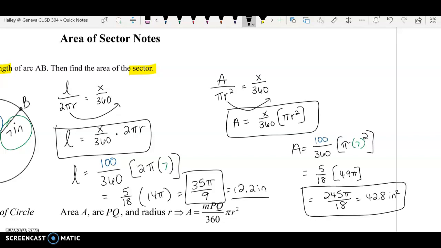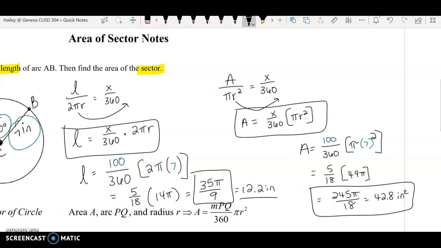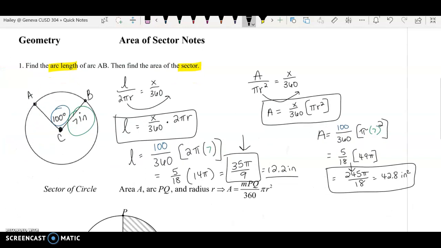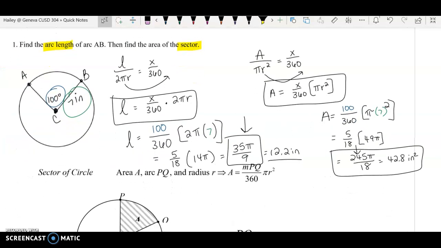Okay. On your homework, I will specify whether I want exact, which would mean these ones, the ones with pi, or if I'm going to have you round. I'm pretty sure I'm going to want to just have you round right now.